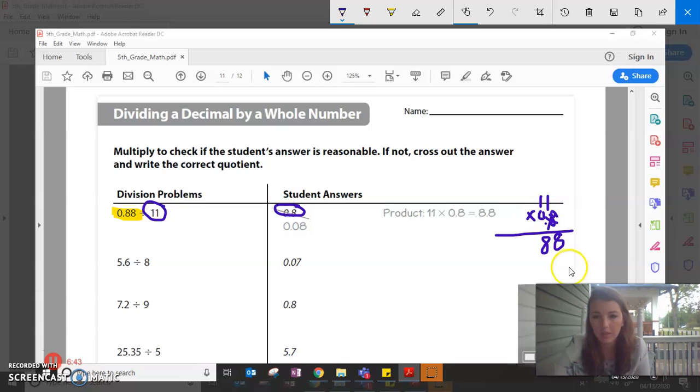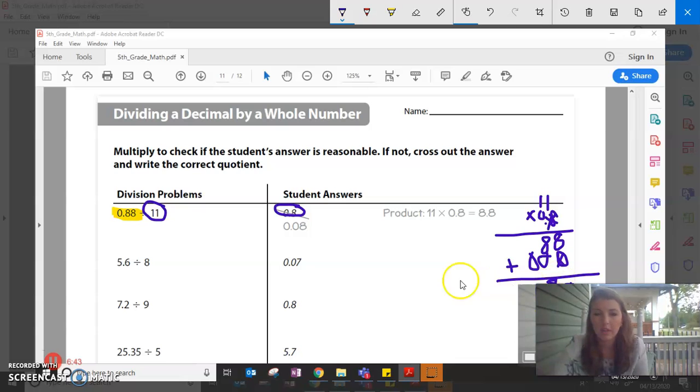So I'm done here. I'm going to put my 0. All right, now 0 times 1 is 0. And 0 times the other one is 0. Again, because I was multiplying by zeros, my whole row of numbers is still zeros. And then 8, 8, 0.